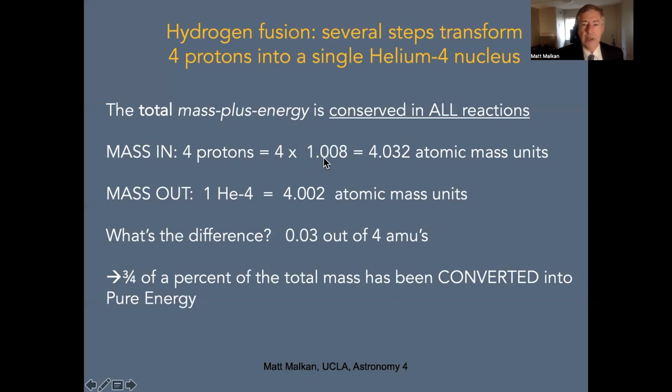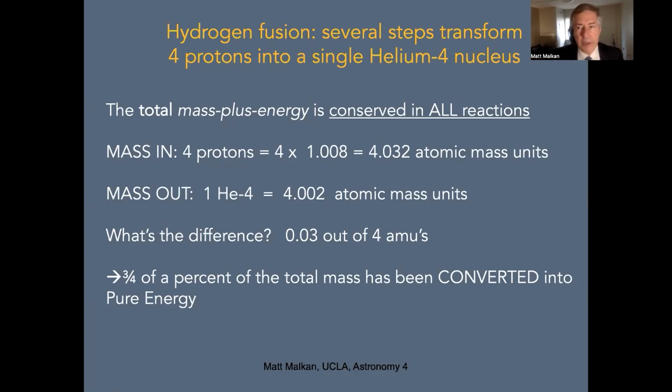No, look at the decimal places. Hydrogen is 1.008 atomic mass units. So if I get 4 of those flying around freely together, I start my nuclear reaction with 4.032 atomic mass units. That's not the same as what comes out. What comes out is helium-4, which is 4.002 atomic mass units. Anybody notice the difference here? It's this 3 in the second decimal place. What happened? In this fusion reaction, we fused 4 protons together. We lost 0.03 atomic mass units. We lost 3/4 of 1% of the mass that went in.